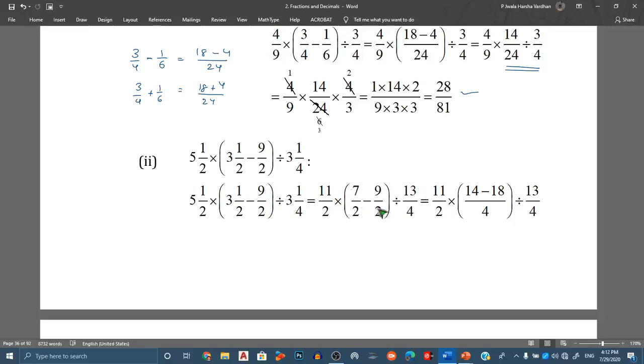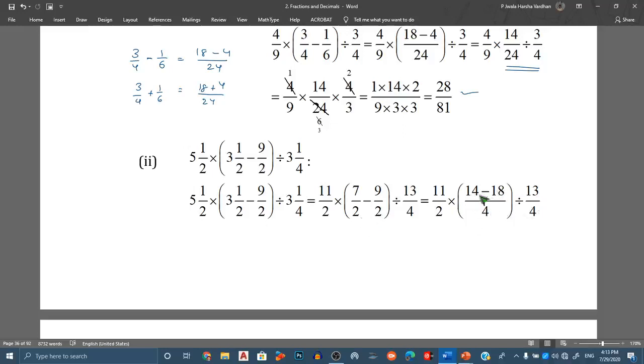Now here also you have to use the BODMAS rule: whichever is in the bracket, you have to solve first. So use the cross multiplication method here. First write 11 by 2 as it is, into 7 twos are 14 minus 2 nines are 18, divided by multiplying both denominators, 2 twos are 4, divided by 13 by 4.